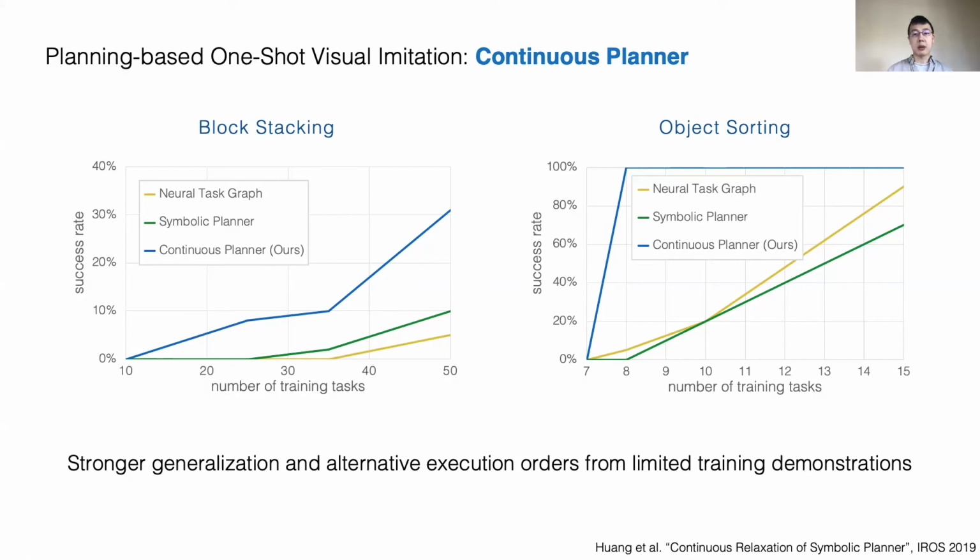In particular, for the object sorting domain, the baseline model has to see many different permutations of the task to be able to slowly learn the task structure of this sorting. We show that by using our continuous planner, it can quickly learn to sort objects by seeing only 8 permutations of objects, and it generalizes very well to alternative execution orders from very limited training data. So with 8 demonstrations, it can achieve 100% success rate on all possible permutations of object sorting. And this is due to the use of the domain knowledge in the planner.